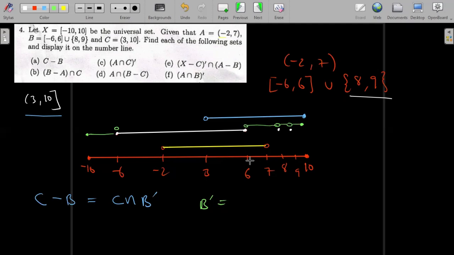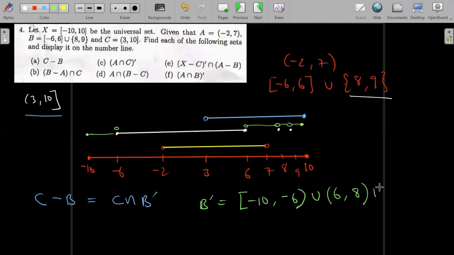If I was to write that starting from the left side, because we're going from the negative side to the positive side, I'll say -10, comma, -6. Then at -6 it's going to be open. Then union. What point is next? That's 6 all the way up to 8, and at 8 it is open like that.